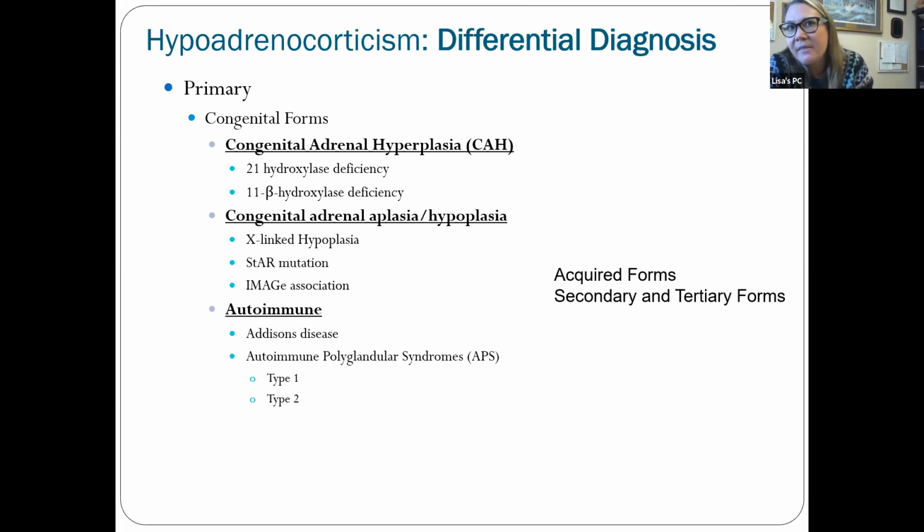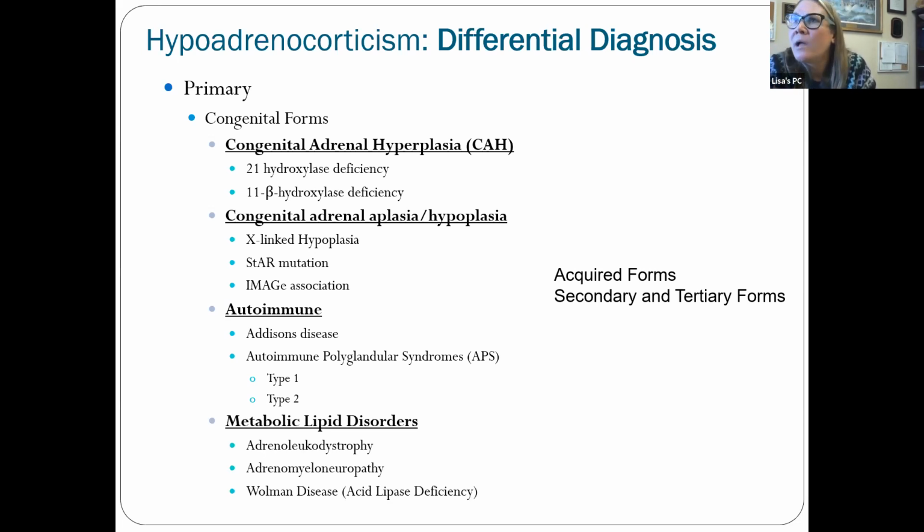I think you're more familiar with the autoimmune causes. So you can just have Addison's disease, or you can have Addison's disease as part of one of your autoimmune polyglandular syndromes, or your APS syndromes.